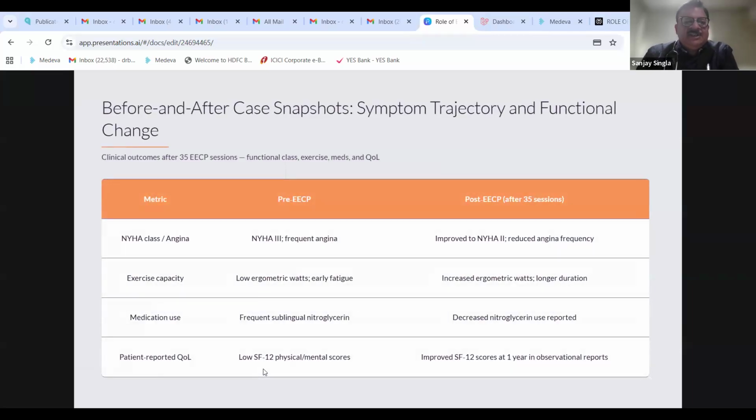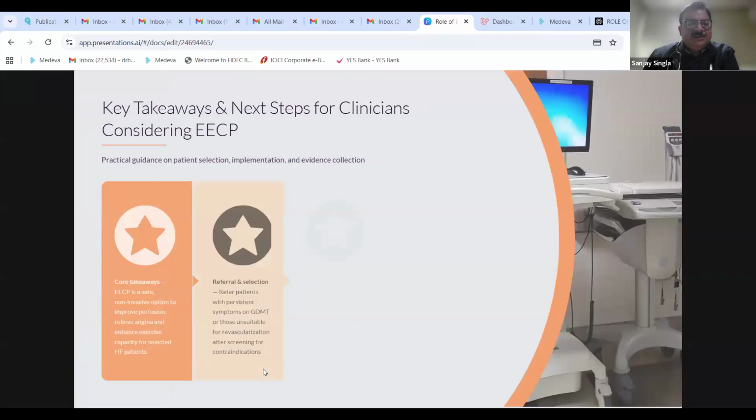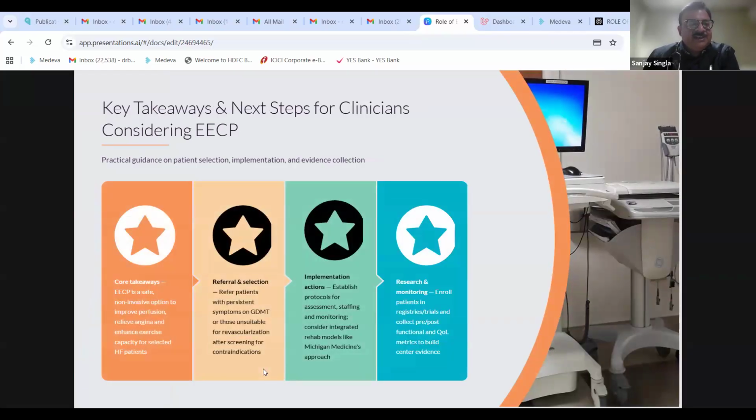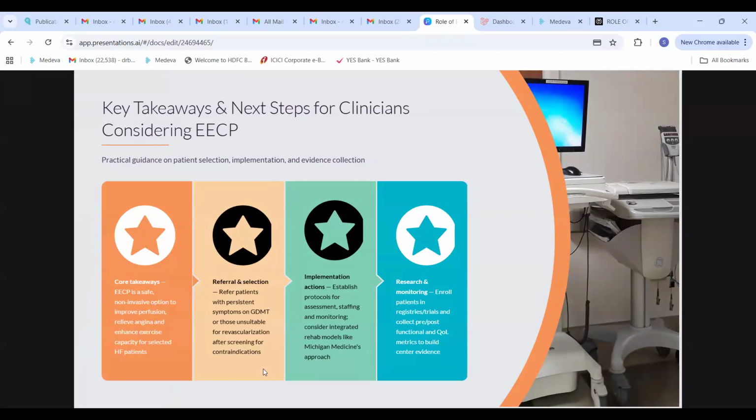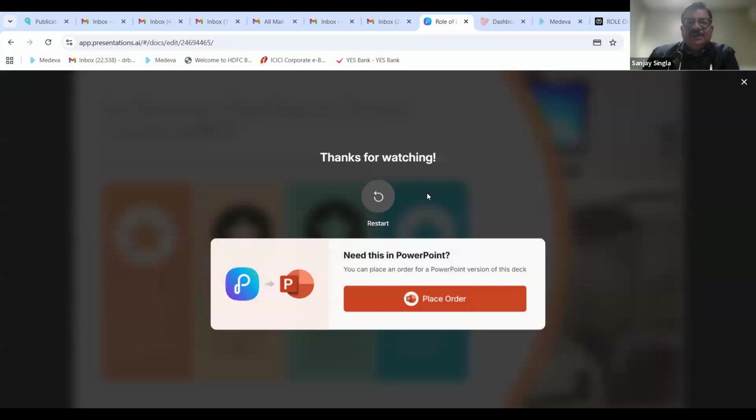Patient NYHA classification post EECP usually improves, exercise capacity is increased, medication use, sublingual nitroglycerin frequency, is decreased if we are doing it for refractory angina, and quality of life is improved with EECP in these type of patients. Key takeaways: it is a safe, non-invasive option to improve perfusion. Referral selection should be done very, very diligently. Implementation, we should start with GDMT, and we should keep on researching and monitoring for these type of patients. Thank you so much.